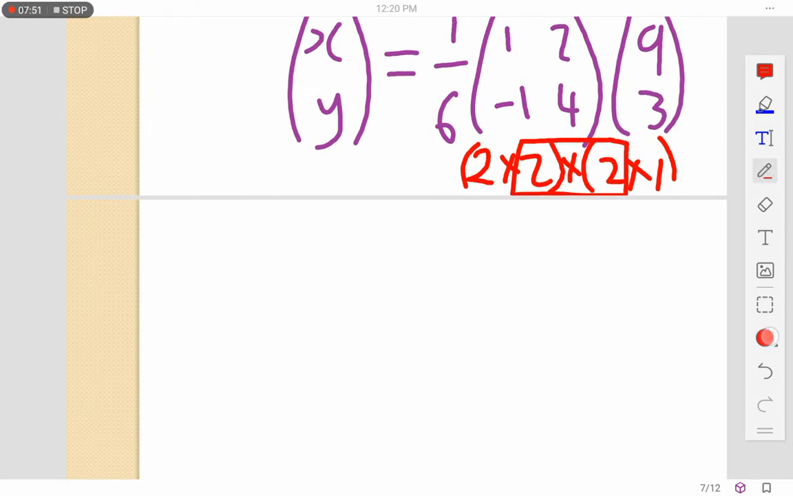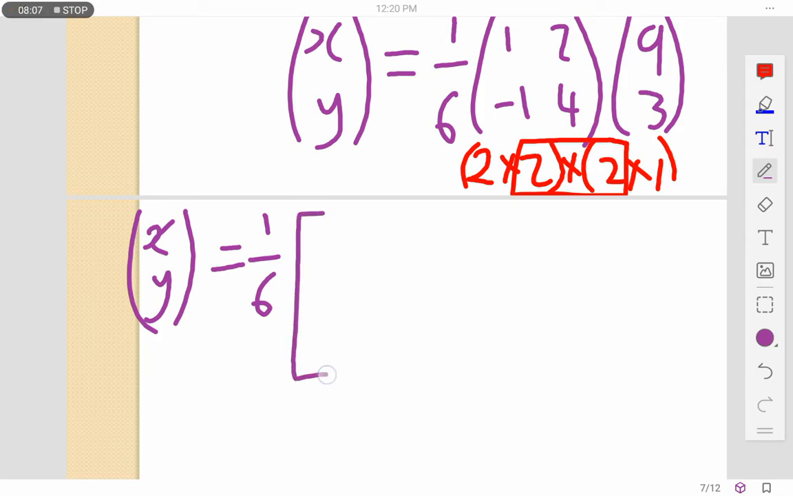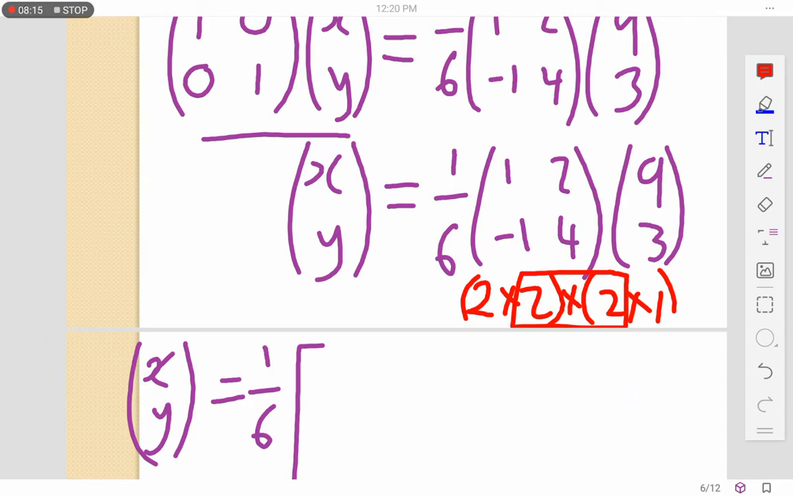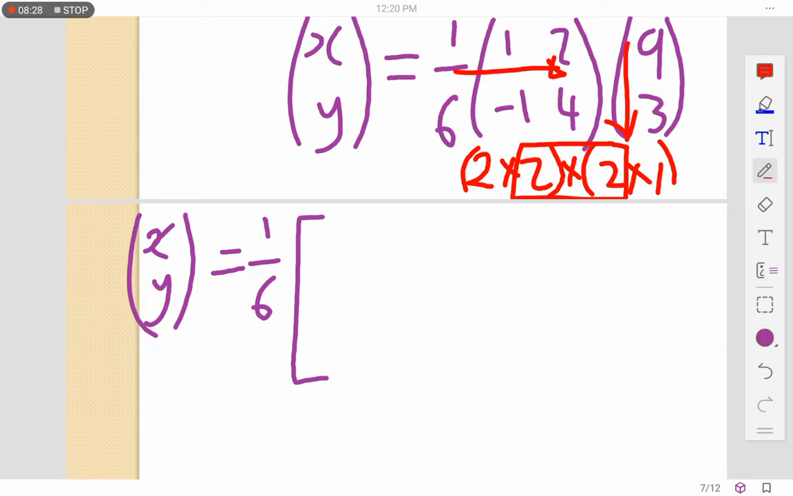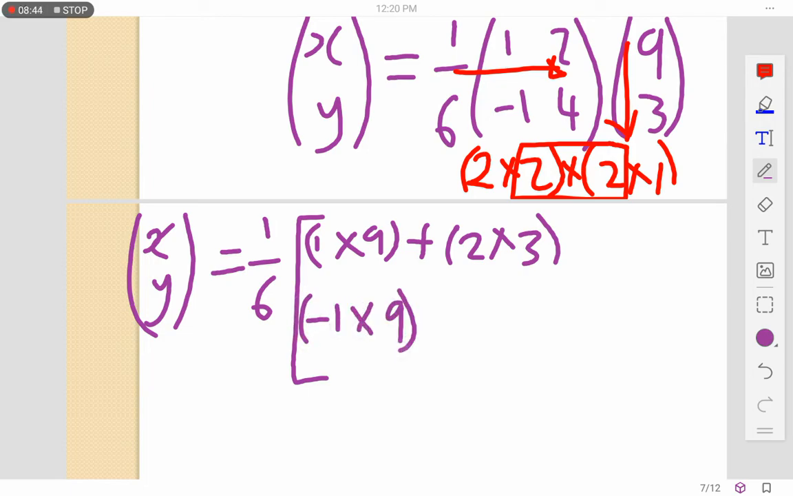Let's multiply. Okay, now we are multiplying. So I have my xy on this side equal to, I'll have my 1 over 6 outside and solve the brackets inside first. So I'll have the first row by column. I'm still going to use the row by column method, where I have a row multiplying by this column, and I do the same for the next one. Row by column, I have 1 times 9 plus 2 times 3. I don't have another column, so I'll go to the bottom row. I've got minus 1 times 9 plus 4 times 3. Okay, so this is what I have.